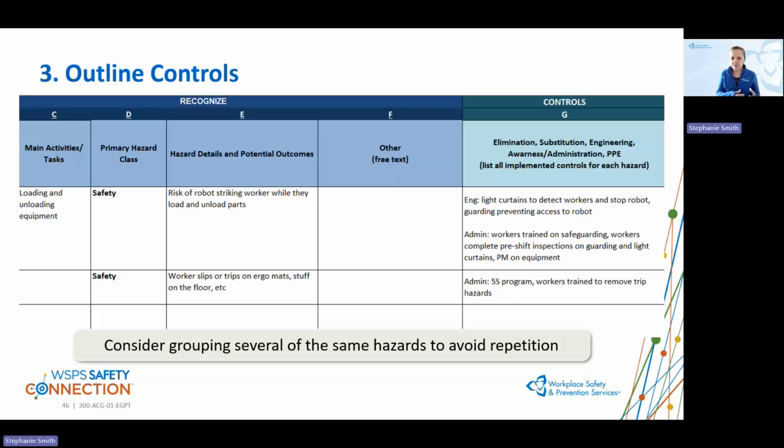If I think of the slips, trips, and falls, I'm relying a lot on admin here. I'm saying maybe we have a 5S program in place. Workers are trained to remove the trip hazards, but I'm relying on people in this process, whereas the one above, I can put in an engineering control. So it's a little bit of a stronger control in place.